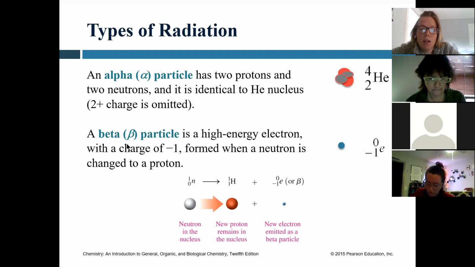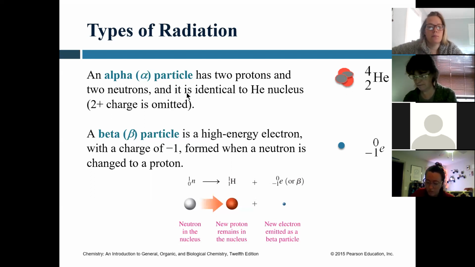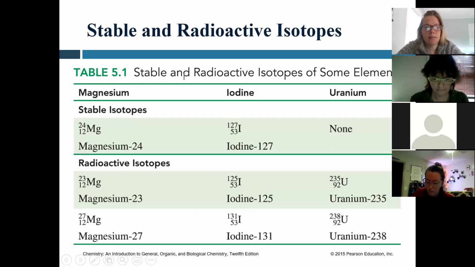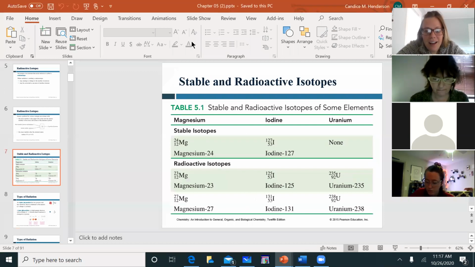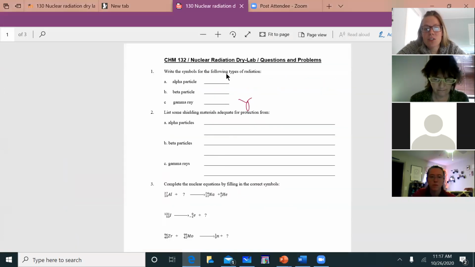We also have this thing called a beta particle, and the alpha particle has this little symbol here, alpha. I'm going to hop back over here. So on this chart here, we can see alpha, beta, and gamma radiation. So you can fill those in there, the different types of radiations.